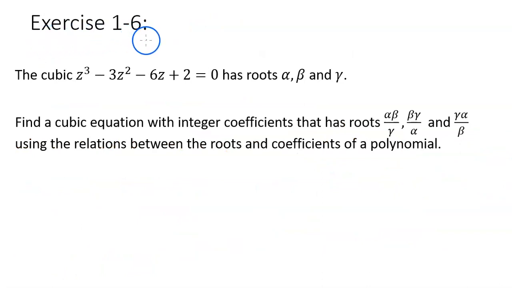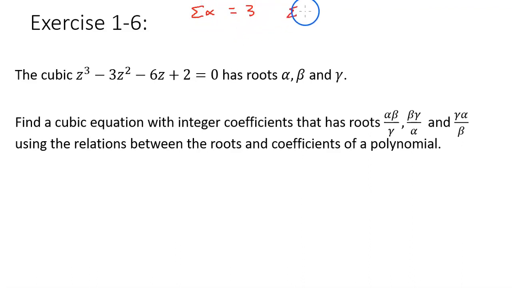Exercise 1.6 may require a little bit of playing around. The cubic z cubed minus 3z squared minus 6z plus 2 equals 0 has roots alpha, beta, and gamma. Since a equals 1 here, we can immediately see that the negative of the sum of the singular roots is equal to negative 3. So that would mean the sum of the singular roots is positive 3.